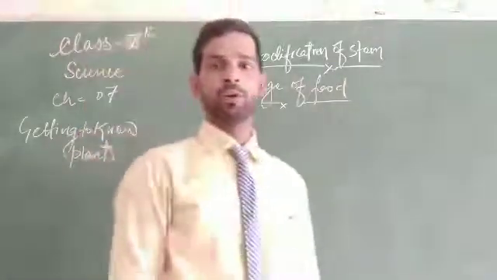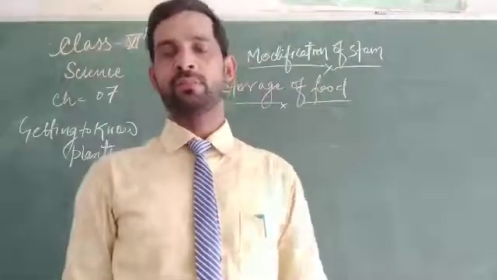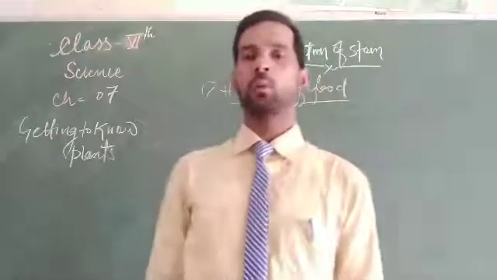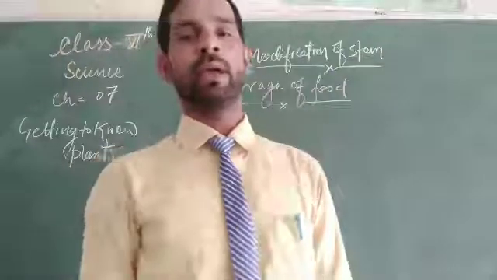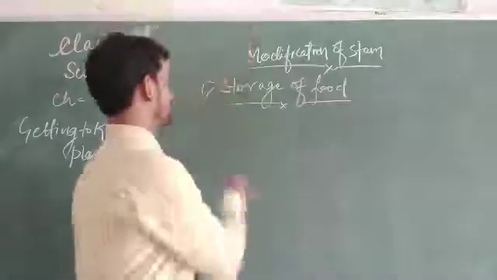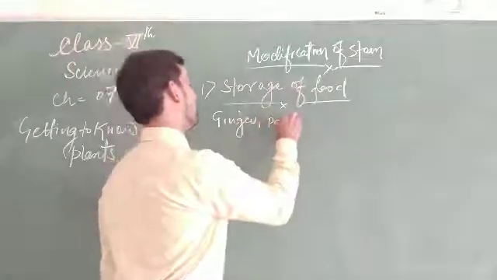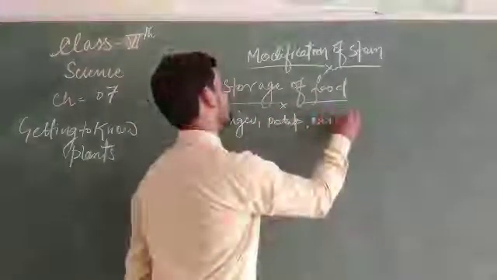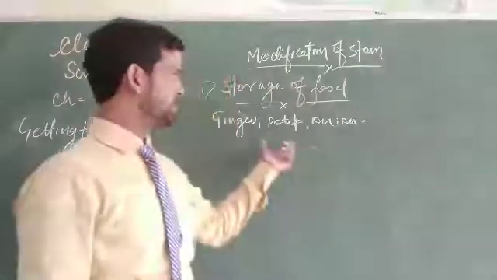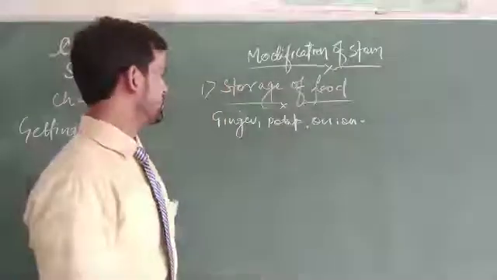Most of the plants like carrot, turnip, radish are the type of roots. But what about the stem? Stems like ginger, potato, onion. These are underground stems. These stems grow underground in the soil and store food.